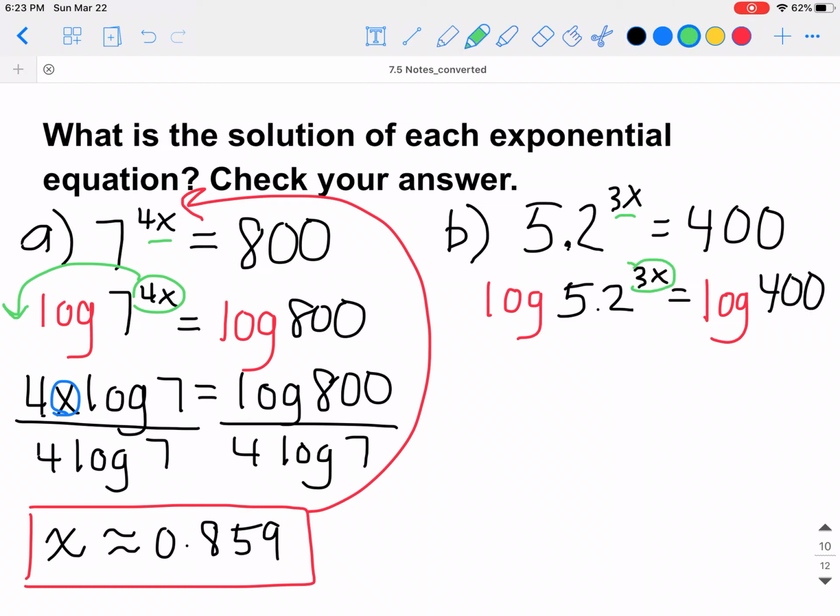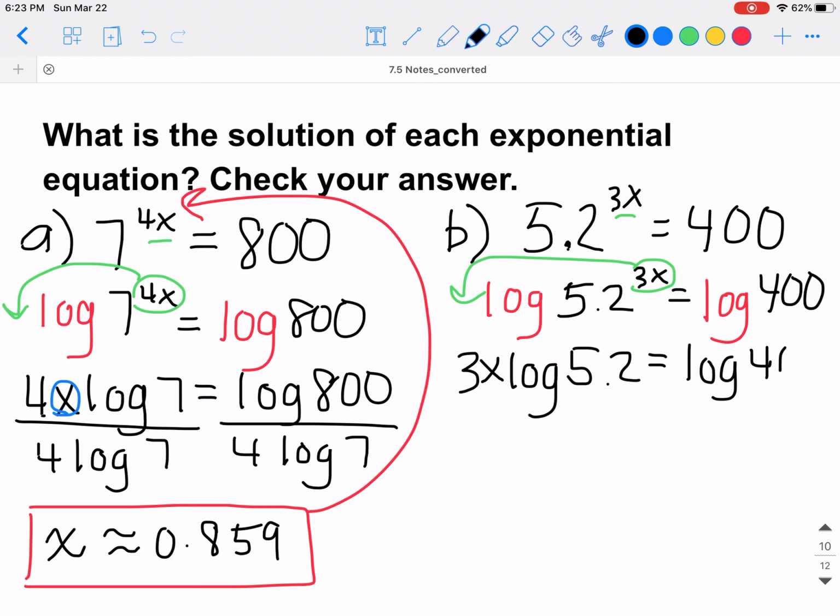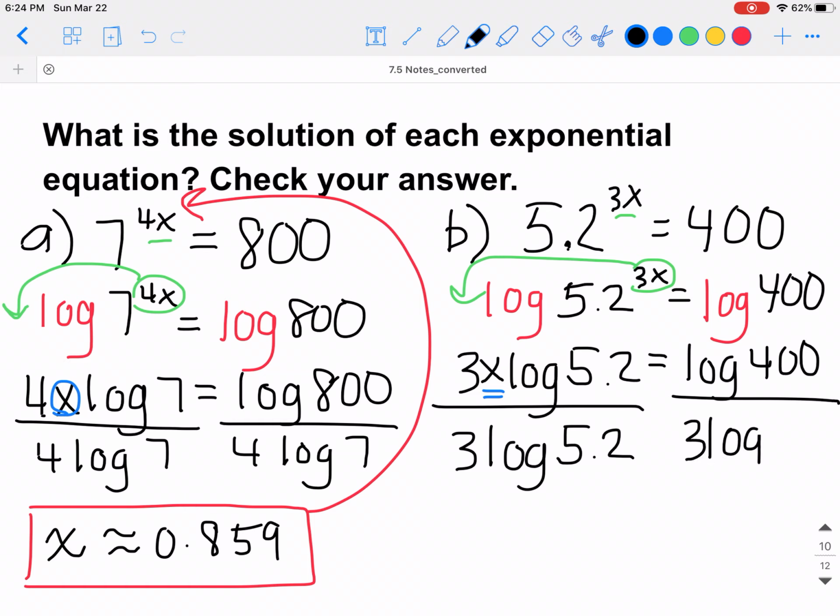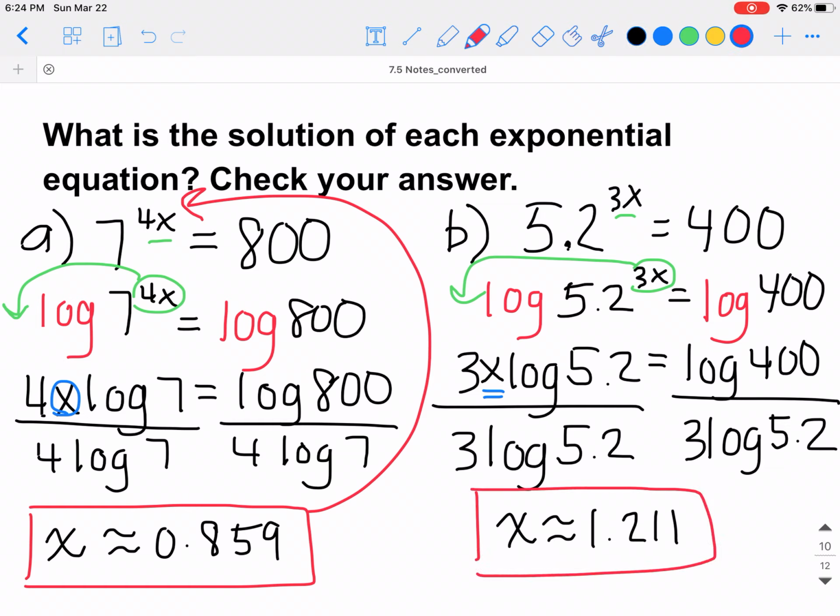By the power property, we know that we can rewrite this exponent at the front. So 3x log of 5.2 equals log of 400. We're trying to isolate this variable, so we're going to divide both sides of our equation by 3 log 5.2. When you plug into your calculator and divide, you're going to get an x value of approximately 1.211. To double check and make sure that you solved this correctly, you can plug this x value all the way back in at the beginning of the equation to make sure that it works.